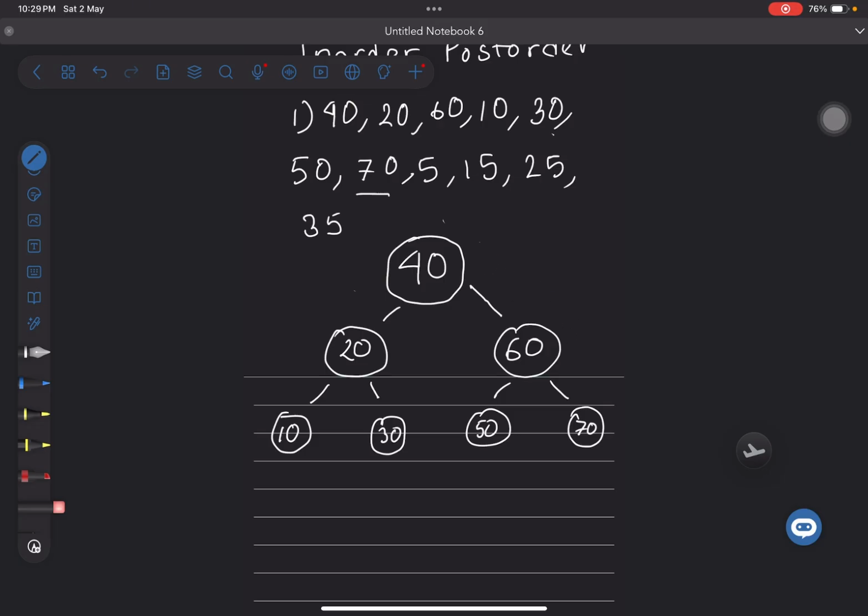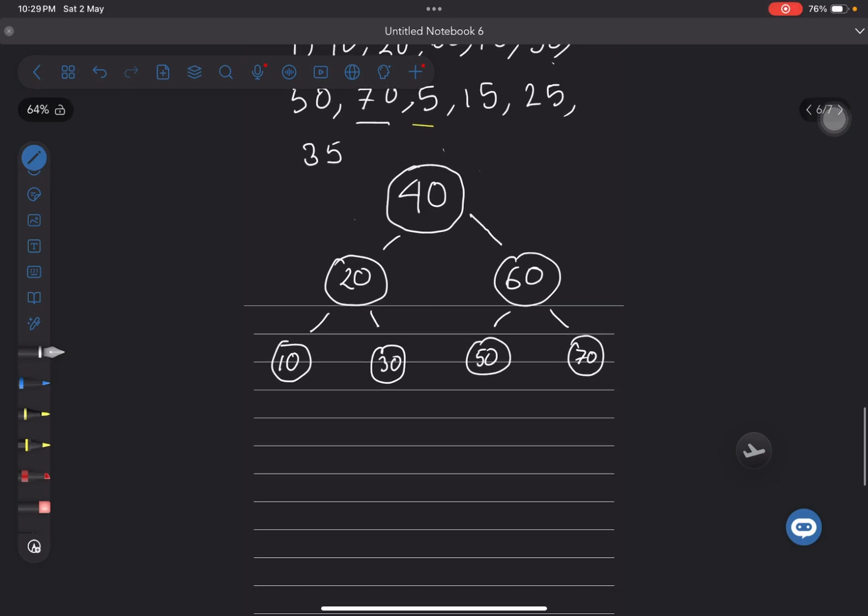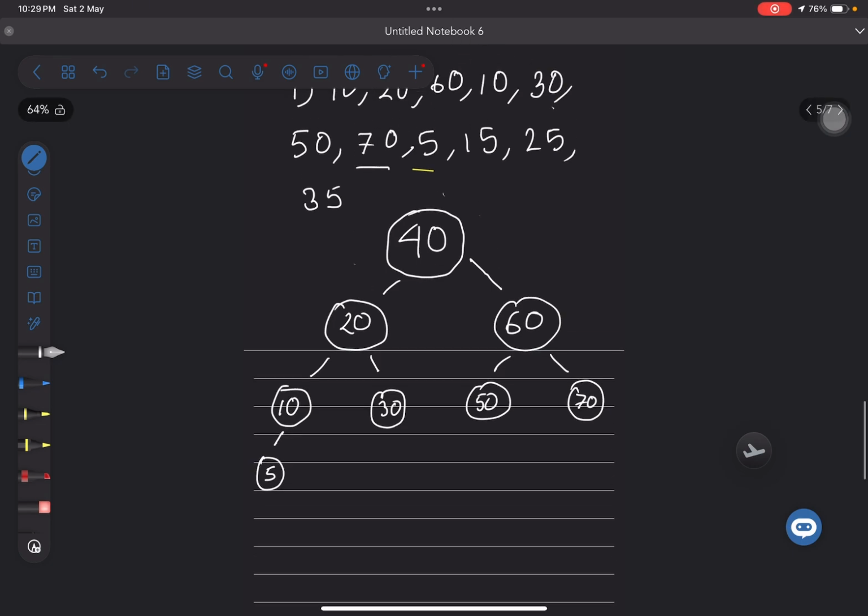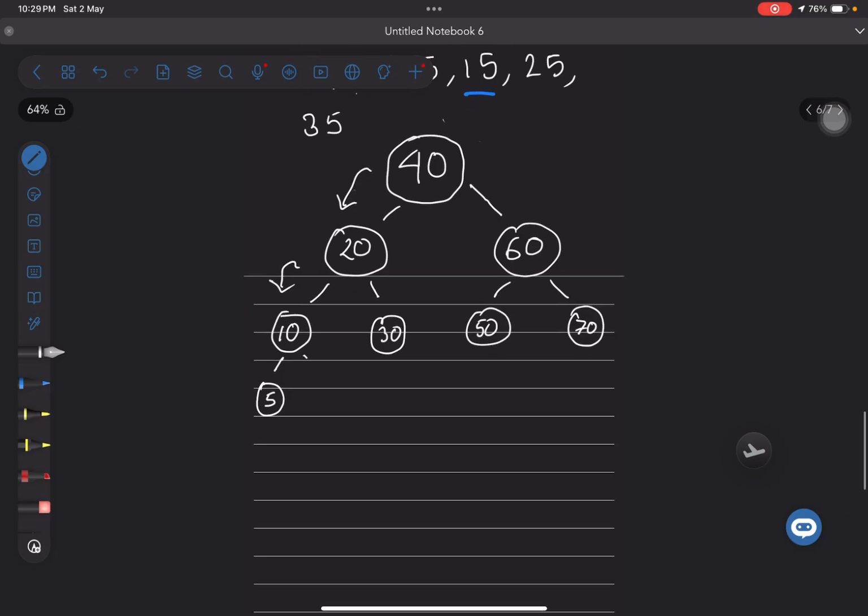After 75, what do we have? Sorry, we have 5. Now, left of 40, 20, it's smaller than 20. Left of 20, 10, it's smaller than 10, so it's left of 10. Next number is 5. Now next number is 15. Now we're working with 15. So we come to 20. 15 is smaller than 20, so it should be on the left side. 10, it's greater than 10, so it should be on the right side of 10.